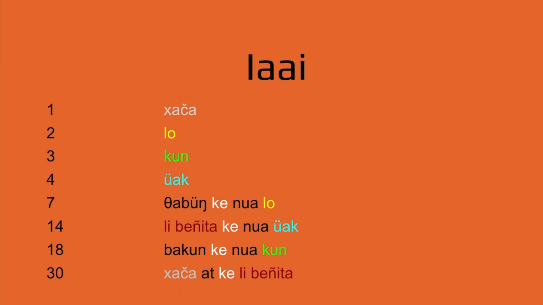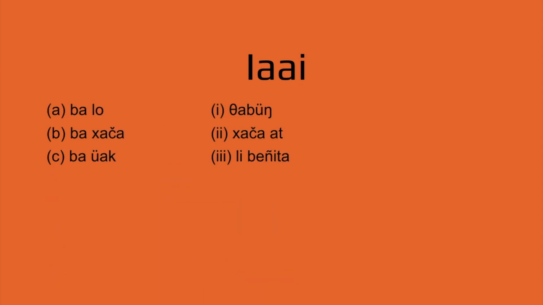Now finally, this kun appears again in this bakun. And if you think of that as 15 plus 3 to make 18, 15 is 3 times 5. And that becomes relevant in this first little bit of the puzzle. Alright, so the first little bit of the puzzle. We've got ba lo, ba chacha, and ba uak. Whatever ba means plus 2, 1, and 4.